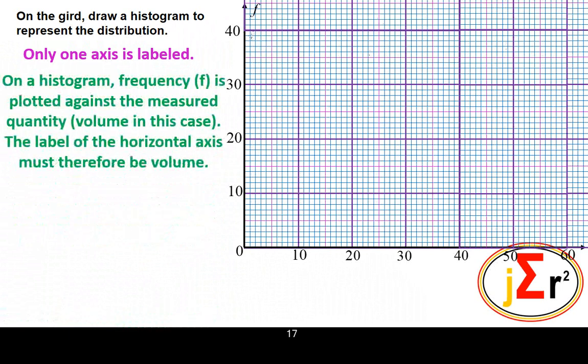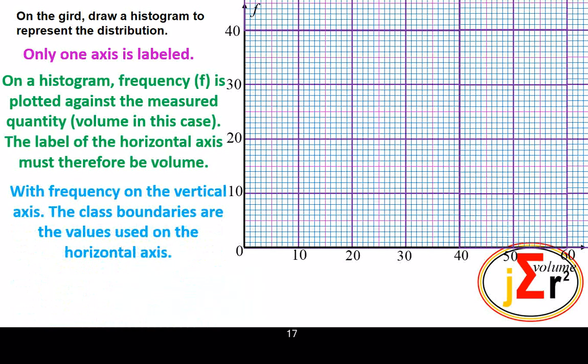On a histogram, frequency is plotted against the measured quantity, and the measured quantity is volume in this case. The label of the horizontal axis must therefore be volume. So remember, we are looking at the volume of petrol in the tanks of vehicles, and of course that will be the measured quantity of the horizontal axis.